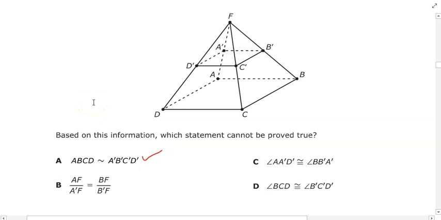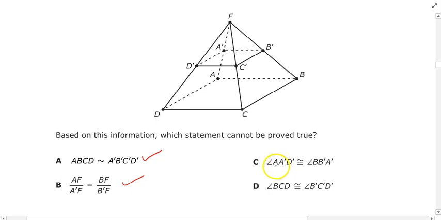So AF would be this whole piece here over A prime F. Those are corresponding pieces of each similar pyramid. So that's a ratio of corresponding sides. I could compare BF to B prime F, and that's the same ratio of corresponding parts. The whole edge of a pyramid compared to the whole edge of a similar pyramid should be equal to the whole edge of a pyramid compared to the corresponding edge of a similar pyramid. So this one's also true.